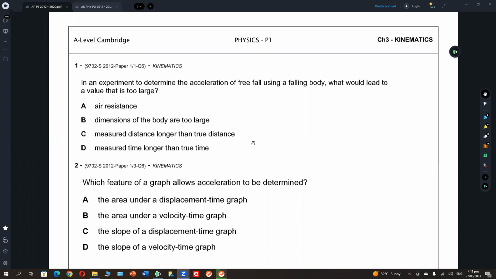In an experiment to determine, this is kinematics, and if you have your book with you, you can check it. It's June 2012. In an experiment to determine the acceleration of free fall using a falling body, what would lead to a value that is too large?